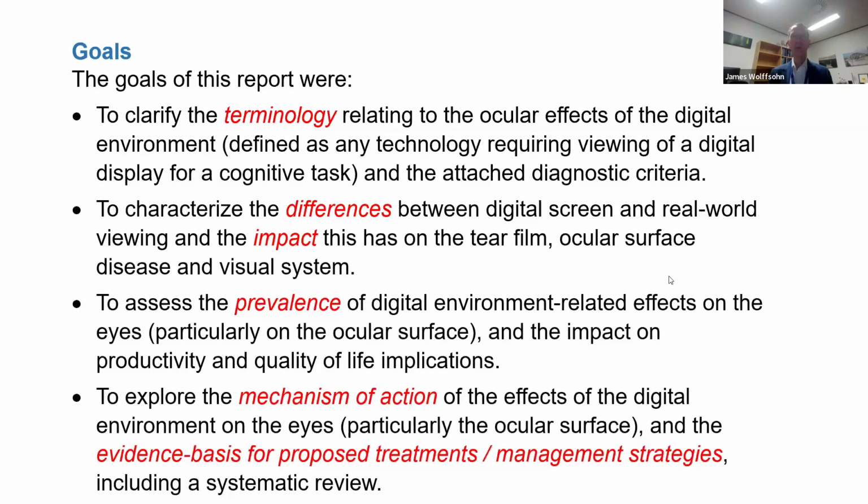And then to explore the mechanisms of action of the effects of the digital environment on the eyes, and the evidence base for proposed treatments and management strategies, because there are quite a lot of treatments if you look on any website. And that included our systematic review. You'll have heard of the systematic reviews that were done with each report. So this is the area that we focused our systematic review.